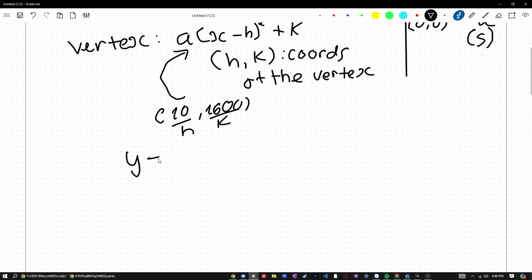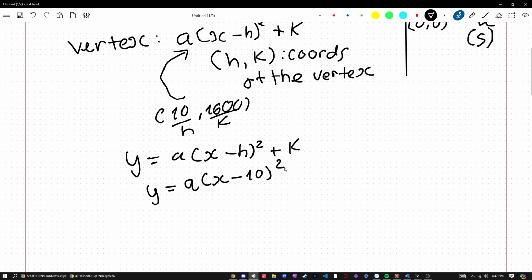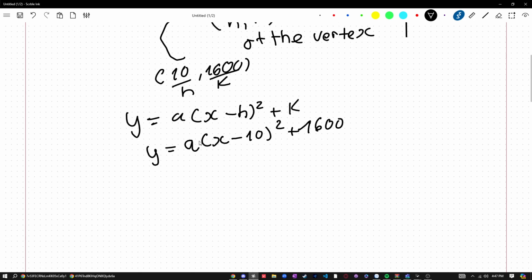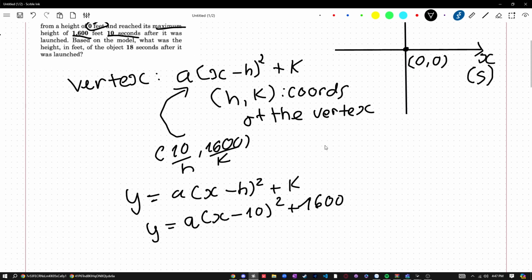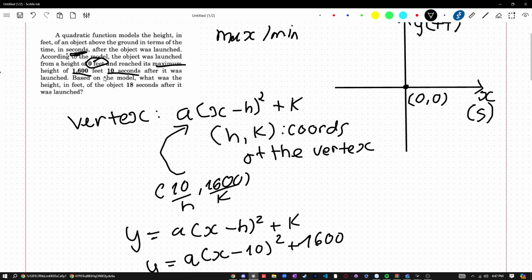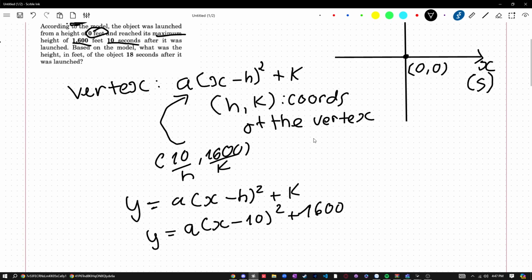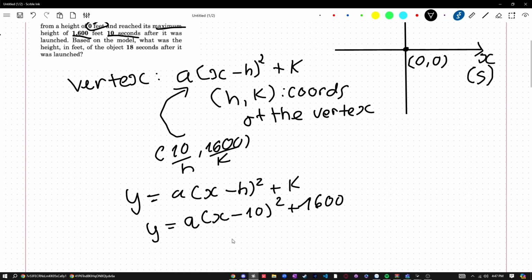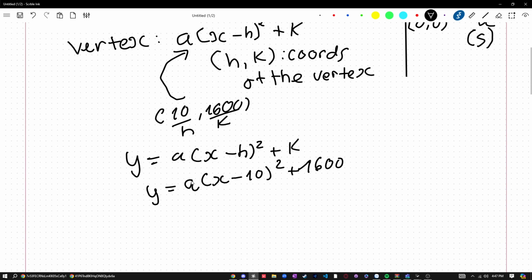So y is equal to a times x minus h squared plus k. Substitute this in, we get y equals a times x minus 10 squared plus 1600. And now, like I mentioned before, it gives us an initial height of 0, 0 here. So we can substitute this point into this equation, and then we'll find the value of a.